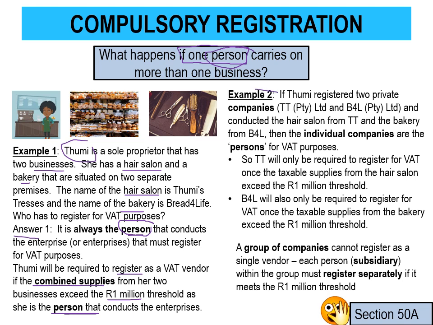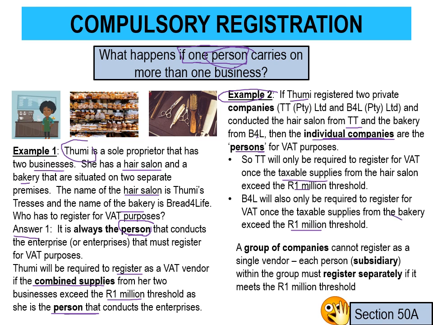However, if we take a look at example 2, if Tumi was not trading as a sole proprietor, if she registered two private companies and she conducted the hair salon from the first company and the bakery from the second company, then the individual companies are now our persons, which means that the hair salon company will only be required to register for VAT once the taxable supplies from that hair salon exceed 1 million, and the bakery company will also only be required to register for VAT once the taxable supplies from the bakery exceed 1 million.